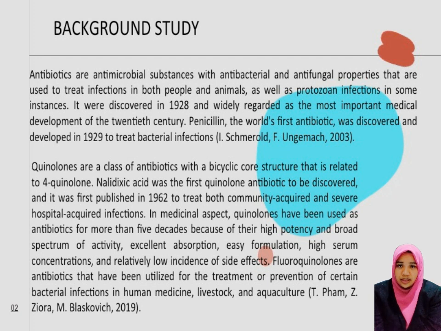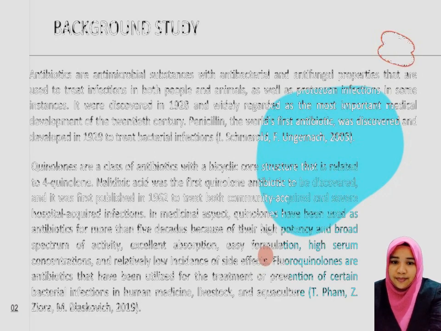Quinolones are a class of antibiotics with a bicyclic core structure that is related to 4-quinolone. Nalidixic acid was the first quinolone antibiotic to be discovered, and it was first published in 1962 to treat both community-acquired and severe hospital-acquired infections.